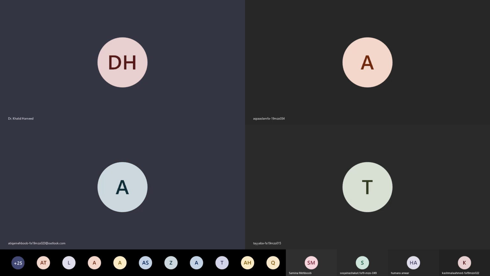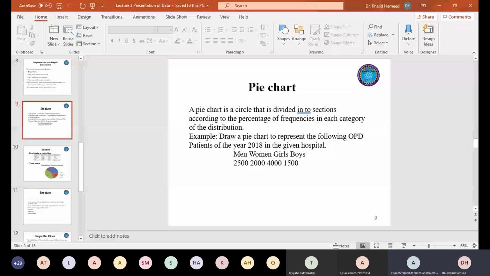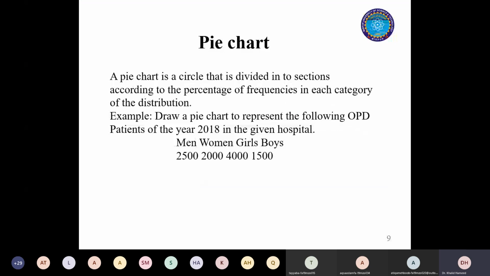So how many? 360 degrees. 360s. So it's not 100%, rather 360. Normally a pie chart is suitable when you have only one variable. What do I mean by the variable? Here you have data of patients that visited the OPD of a hospital. And then it may be like this, that that fraction are men, women, and then girls and boys.